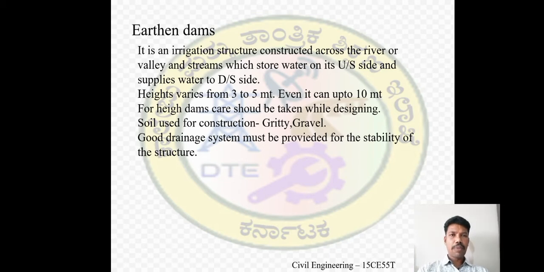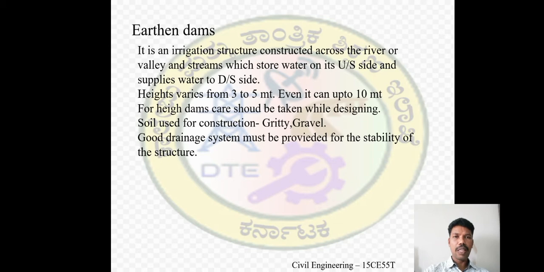An earthen dam is an irrigation structure which is constructed across a river or valley and stream, which stores the water on the upstream and discharges the water to the downstream. The water may be used for various purposes, that may be for irrigation, or for navigation, or for any other purposes. But the principle is that it stores the water on the upstream and discharges the water to the downstream.